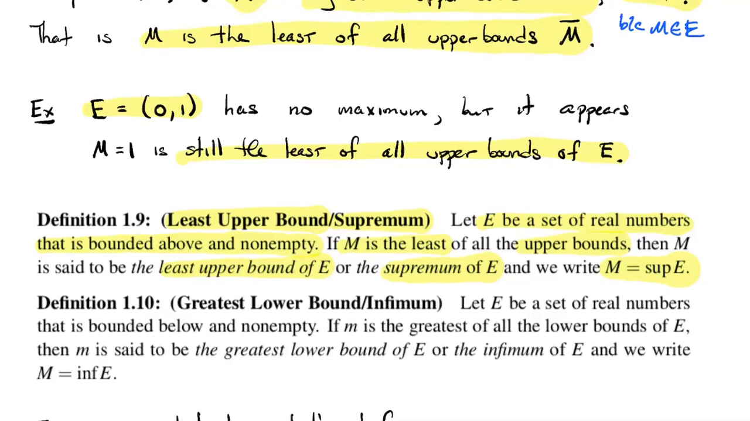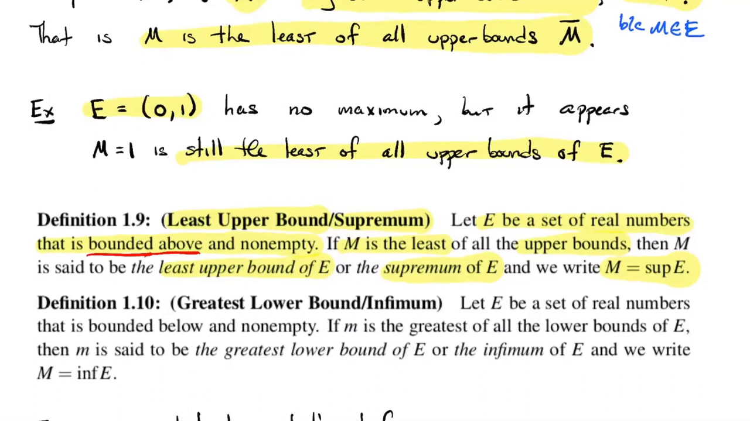The definition only makes sense if the set is bounded above. I'm going to underline that in red just to emphasize it. If the set's not bounded above, then it doesn't even make sense to speak about its supremum because it doesn't have any upper bounds at all.